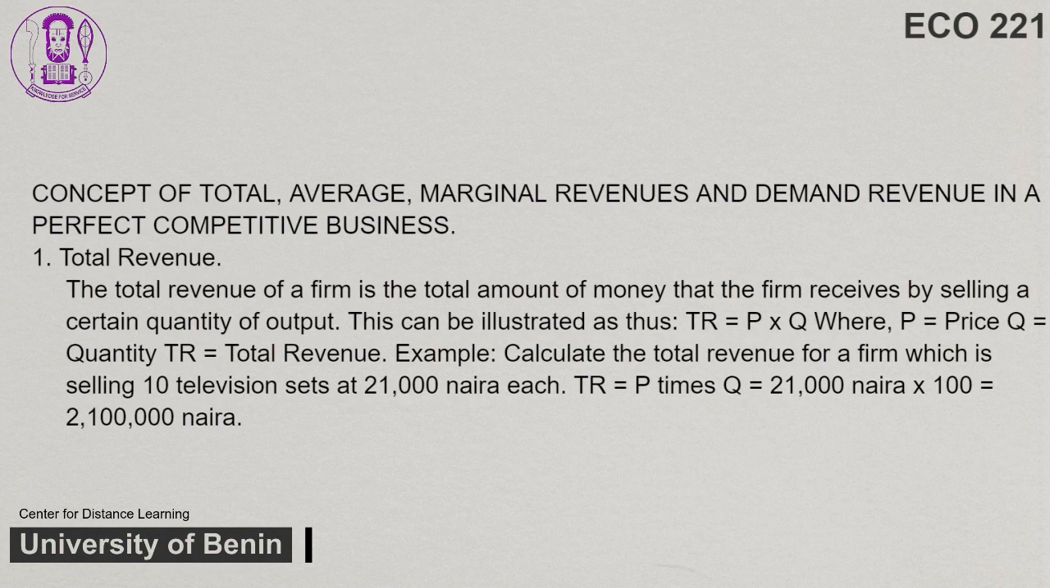Concept of total, average, marginal revenues, and demand revenue in a perfect competitive business. 1. Total revenue. The total revenue of a firm is the total amount of money that the firm receives by selling a certain quantity of output. This can be illustrated as thus: TR equals P times Q, where P equals price, Q equals quantity, TR equals total revenue. Example: calculate the total revenue for a firm that is selling 100 television sets at 21,000 naira each. TR equals P times Q equals 21,000 naira times 100 equals 2,100,000 naira.